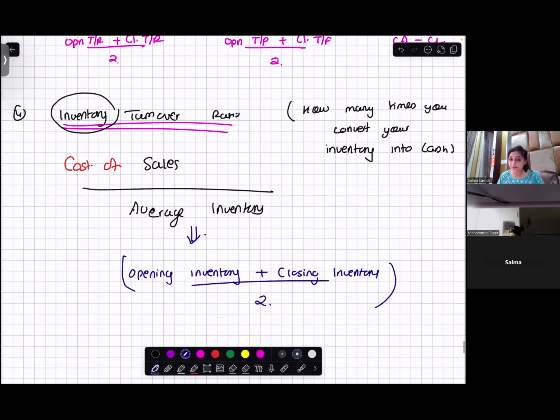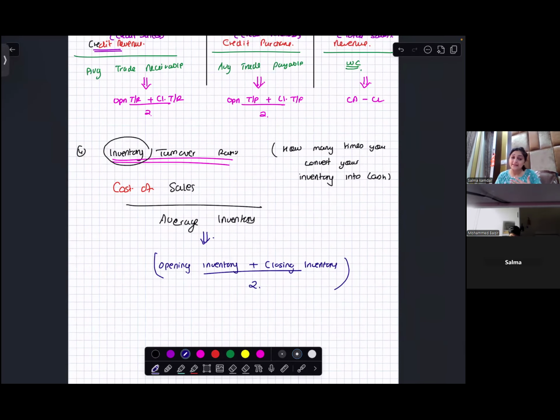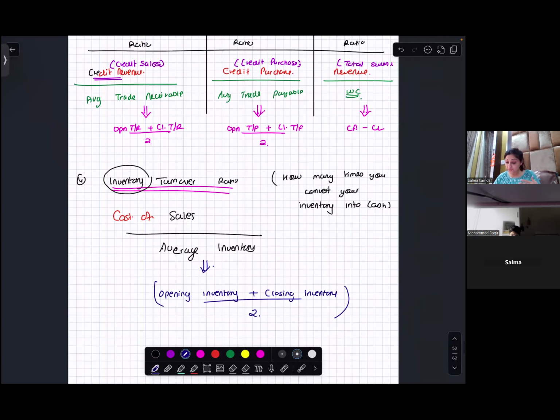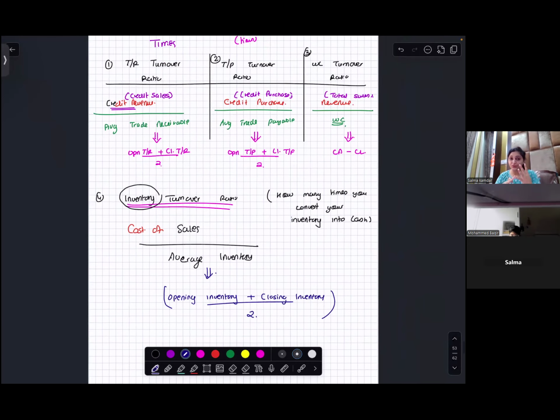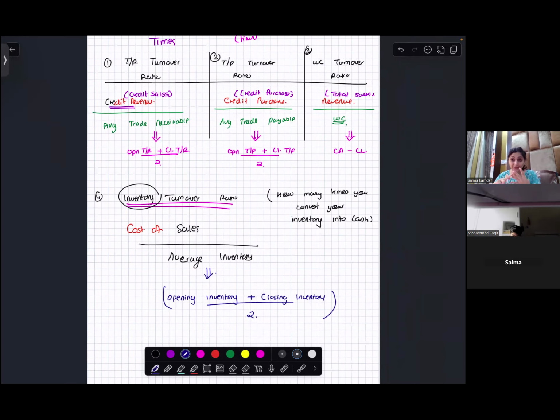So inventory turnover ratio tells you how many times you convert your inventory into cash. These are your 4 turnover ratios we discussed: trade receivable turnover ratio, trade payable turnover ratio, working capital turnover ratio, and inventory turnover ratio. And we discussed interest coverage ratio. Now, what I want you to do is pause the video and write all the 5 ratios, but try to write without seeing. Okay?